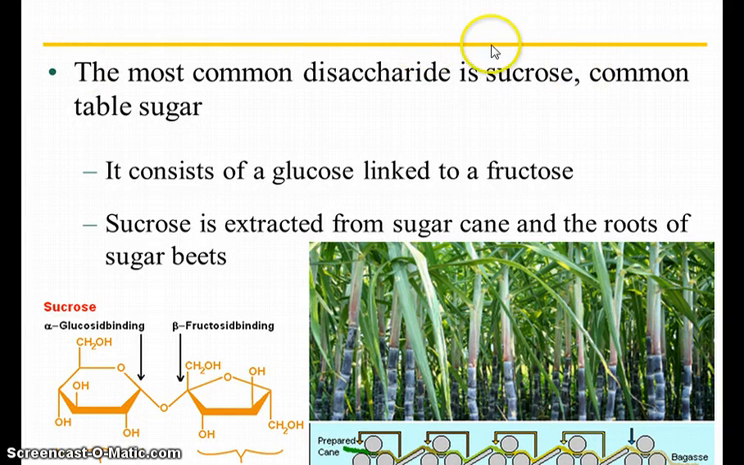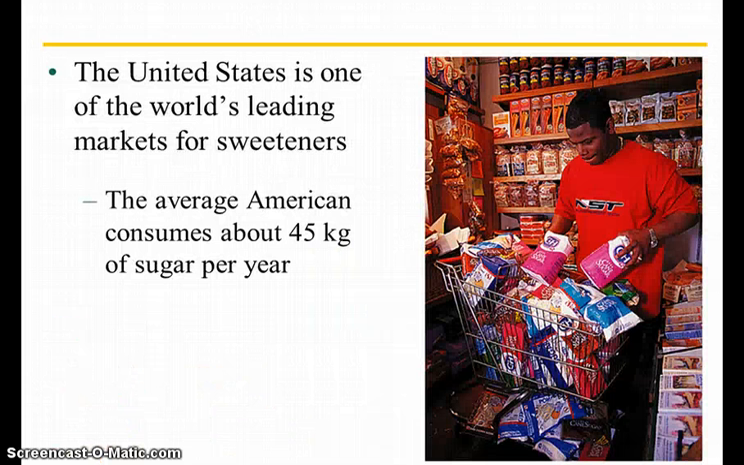Most commonly, sucrose. So you've got a glucose and a fructose. You can get those from sugarcane. And so what they do is they'll put the sugarcane in and squish it down through these different layers and boil it so that we get sugar. And Americans eat lots and lots of sugar. Look at this. That's 45 kilograms of sugar that the average American eats in a year. That's 99 pounds.